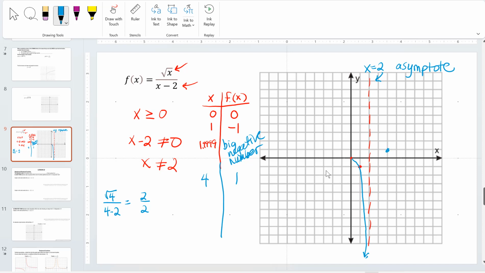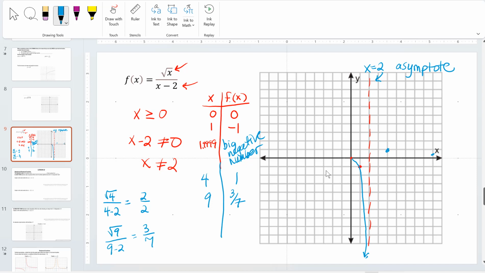1, 2, 3, 4, 1. So there's a point. If we put in 9 for x, we would have the square root of 9 over 9 minus 2, which would be 3 over 7. So if I put in 9 for x, I get 3/7. So when I come up here to 9, 5, 6, 7, 8, 9, I am at 3/7. So somewhere around there.